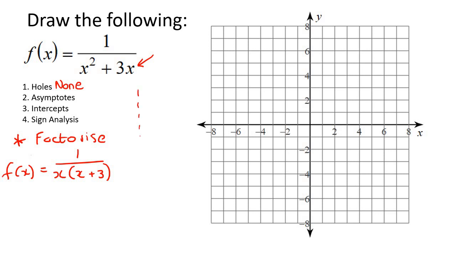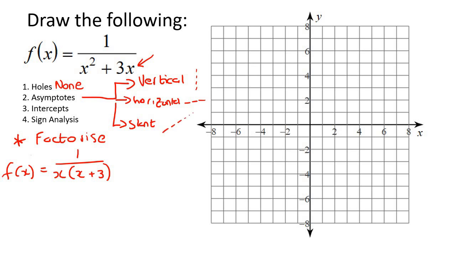Okay, asymptotes. Asymptotes are the dotted lines. There are 3 types of asymptotes that we need to deal with. Vertical, which, as the name suggests, are vertical. Horizontal, yep, you guessed it, they are horizontal. And then slanted. Yeah, that's right. As the name suggests, they are slanted.